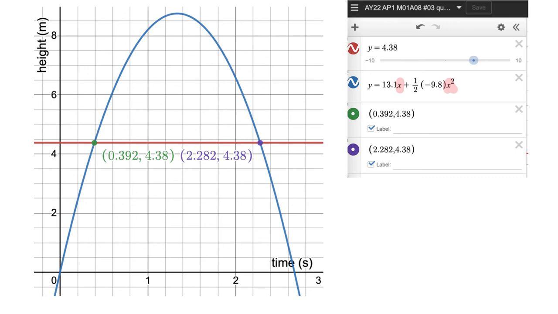You could also, of course, just take the quadratic solver on your calculator, or you could do the quadratic equation. Whatever method you like to solve quadratics is fine. Notice we get 2 times as expected, and that's why we have an earlier and a later. We have a going up and a coming down.